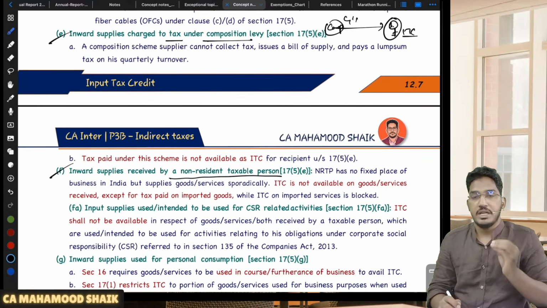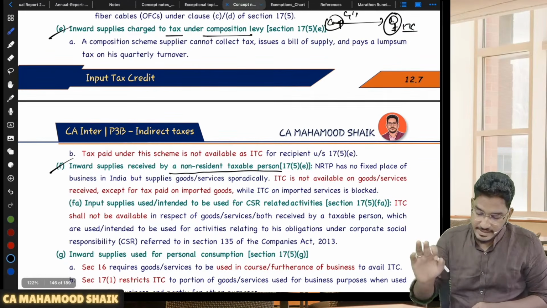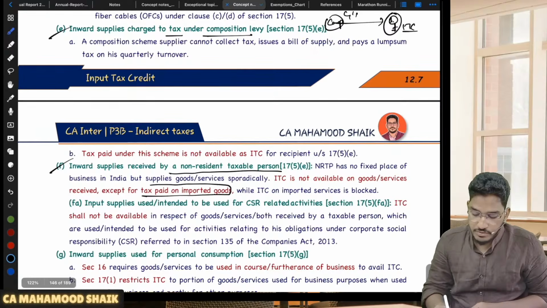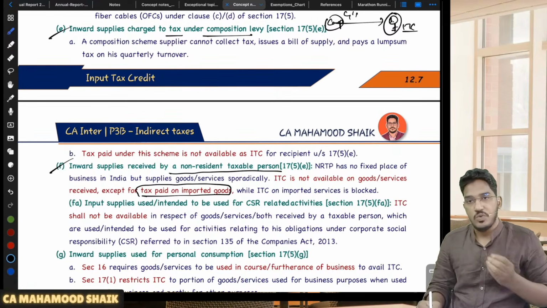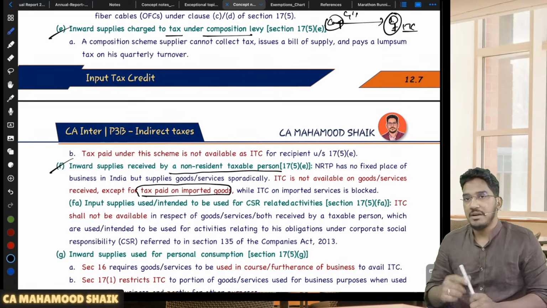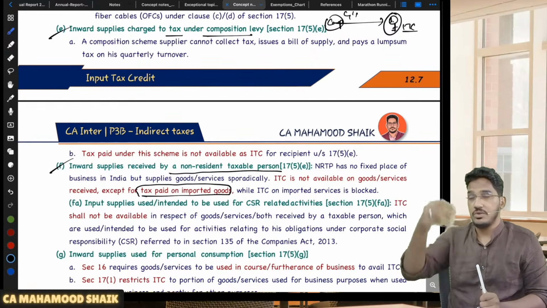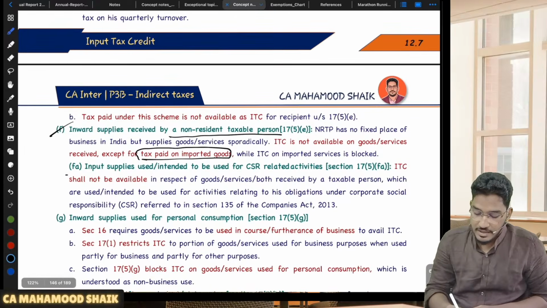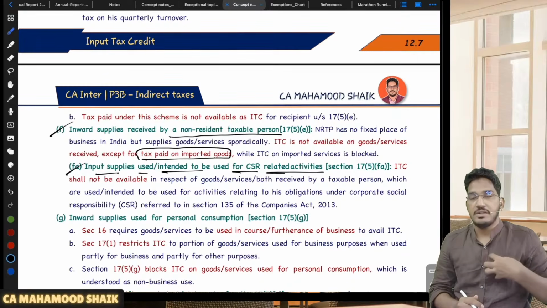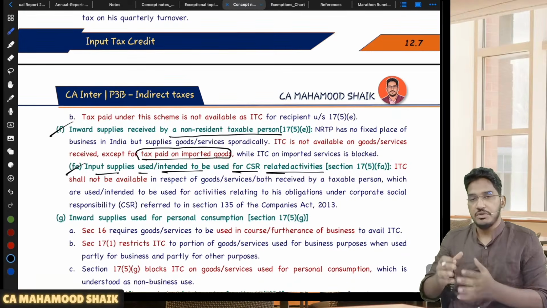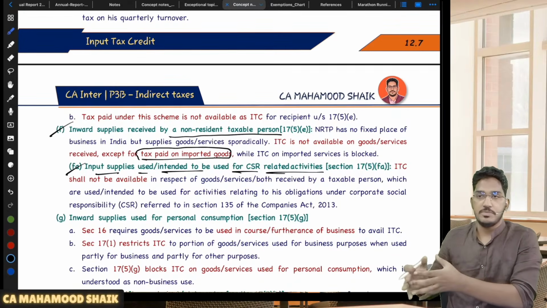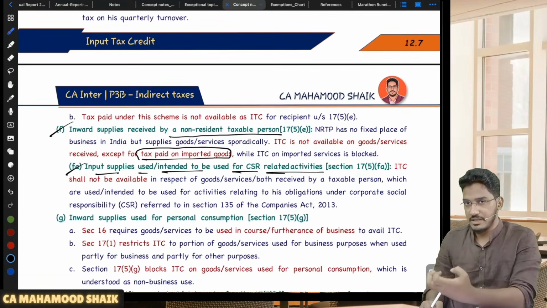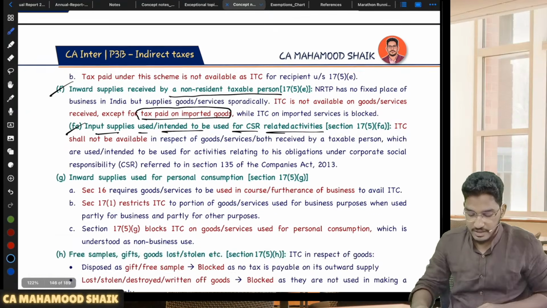Next one, inward supplies received by a NRTP. If you are a NRTP, even on the goods or services you have procured, you can't enjoy input tax credit except for tax paid on imported goods. When you have paid the tax on imported goods, only that you can take as ITC. Apart from that, on locally procured goods or services or imported services, you can't avail the input tax credit. Then inward supplies used or intended to be used for CSR related activities. If you are receiving any inputs or input services which you are going to use for the purpose of corporate social responsibility, for fulfilling your obligations under CSR, then also you can't avail the ITC.